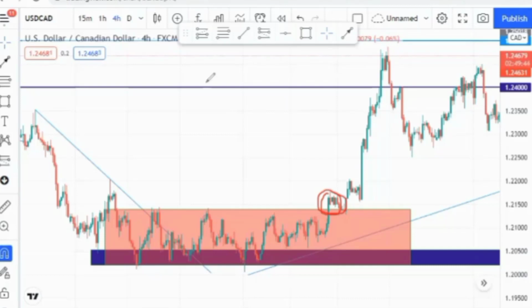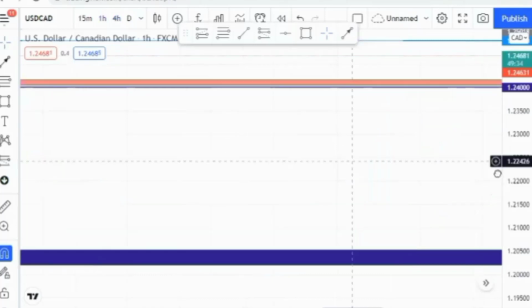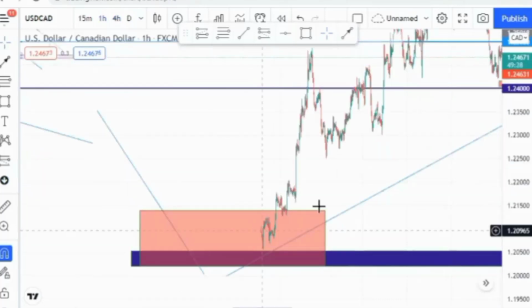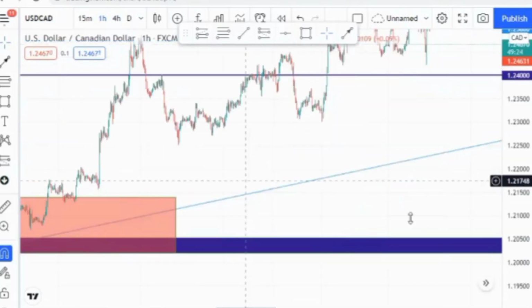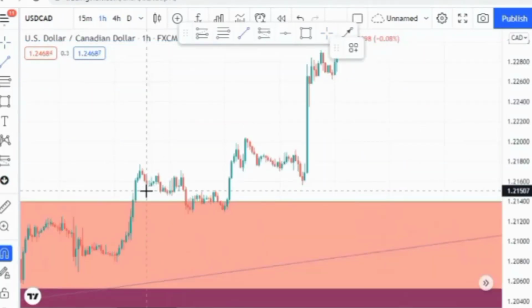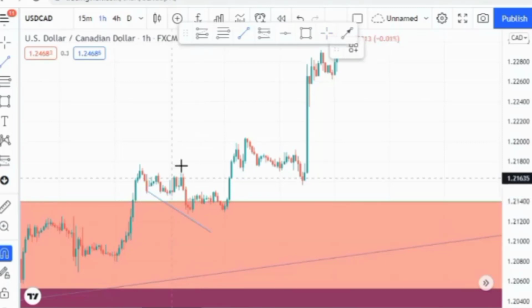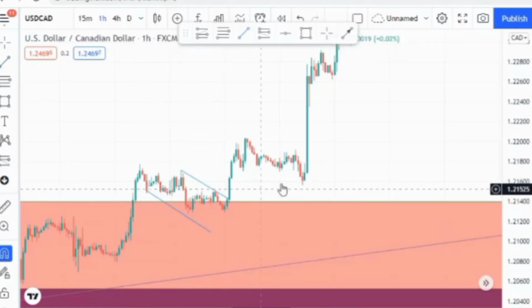So I then went to the 4 hour, and then the 1 hour. When I went to the 1 hour, I was able to picture this sort of triangular pattern. The box was there, and just by looking at this, you could have actually seen it clearly.